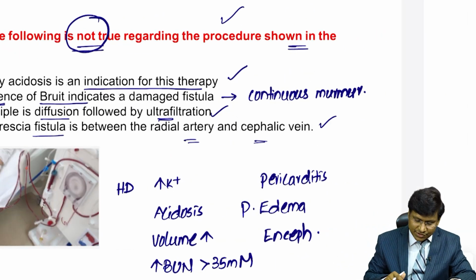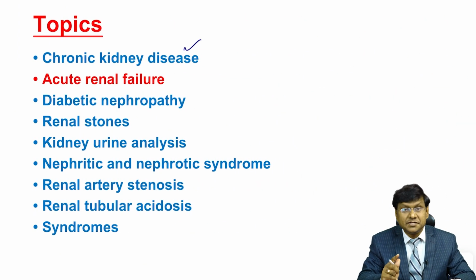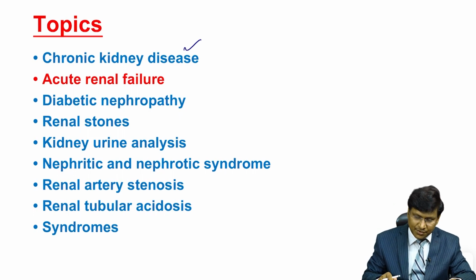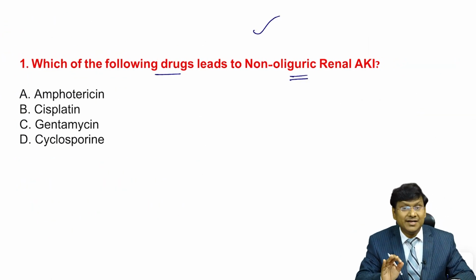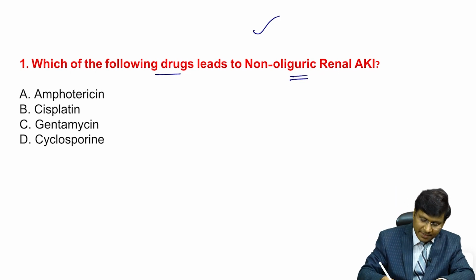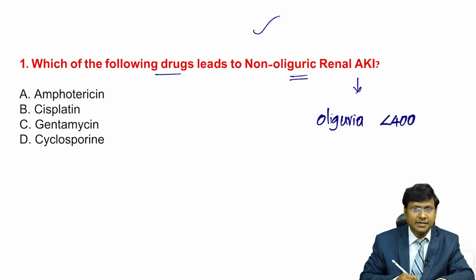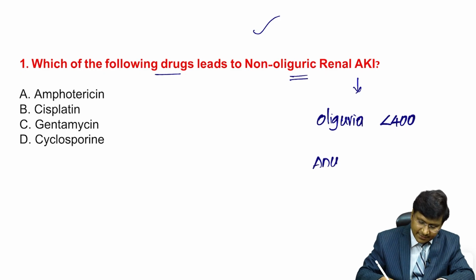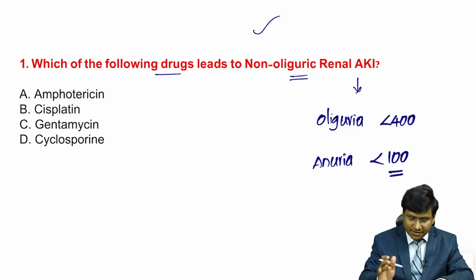All right, so the next question. After having discussed the questions related to chronic kidney disease, now let me take up the questions related to acute renal failure or acute kidney injury. Which of the following drugs leads to non-oliguric acute kidney injury? Normally in acute kidney injury, you will have oliguria first, where the urine output will be less than 400 ml per 24 hours. And then followed by that, there will be anuria. Anuria is where the urine output is less than 100 ml per 24 hours.